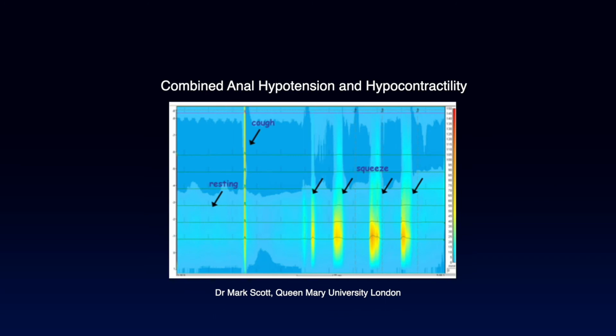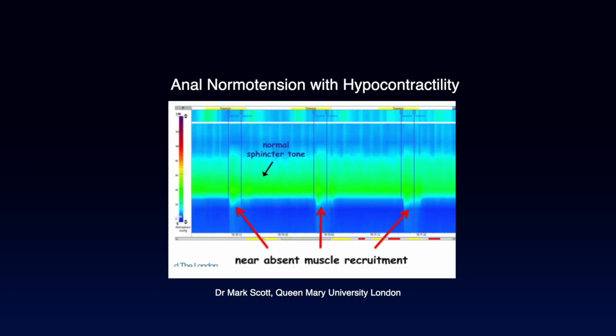If the resting pressure is too low and the pressure when asked to squeeze is too low, then this is termed combined anal hypotension and hypocontractility. Finally, if the anal resting pressure is normal but the squeeze pressure is too low, then this is anal normotension with hypocontractility. The next category involves measuring the ability of people to push out a small balloon that is placed in the rectum by the examiner, in addition to the pressure tests described above.